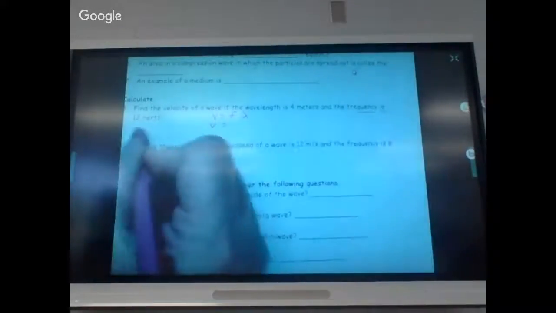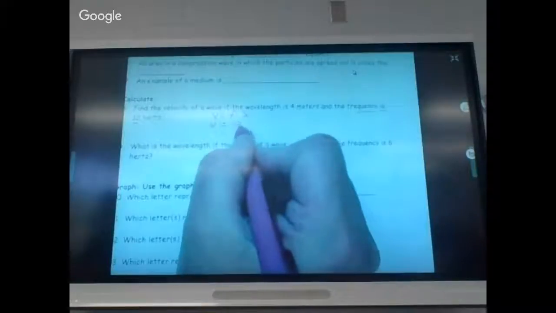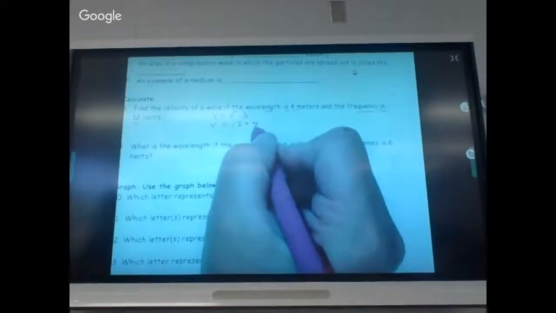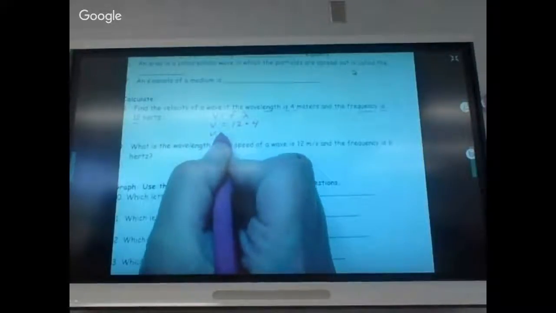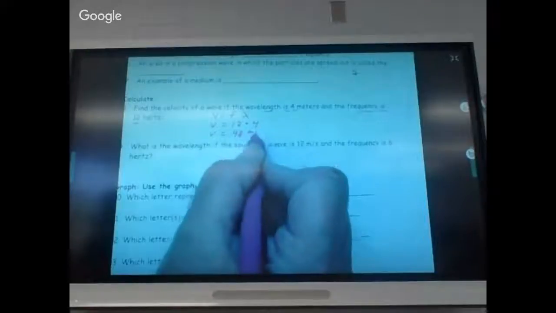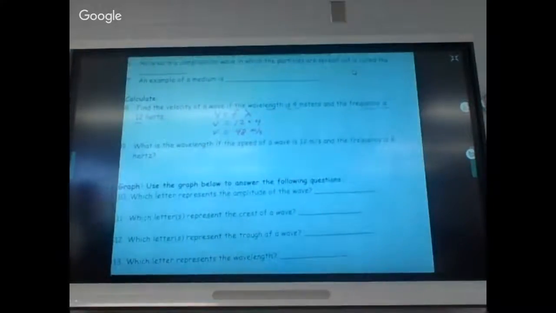It says find velocity. Frequency is 12. Times wavelength is 4. So all you have to do is 12 times 4. Meters over seconds. Now, I don't know if she lost a point for units. Some people did, some people didn't.